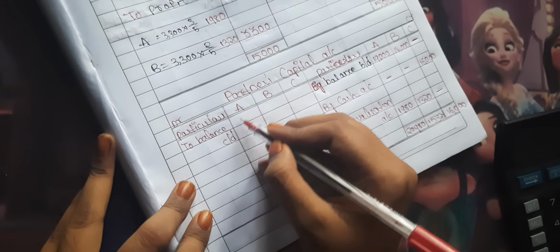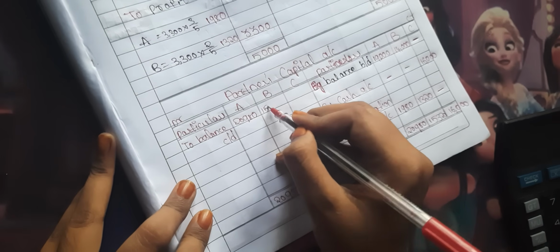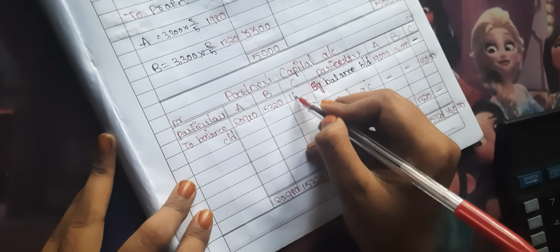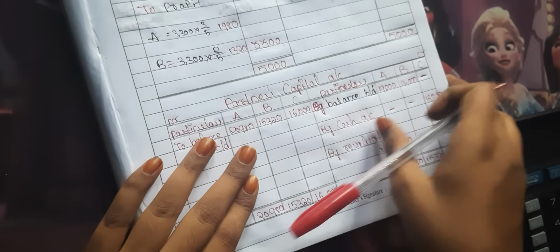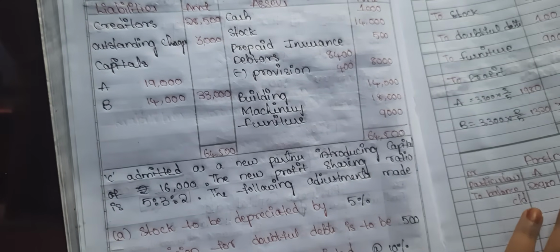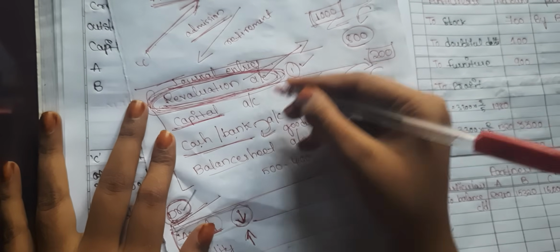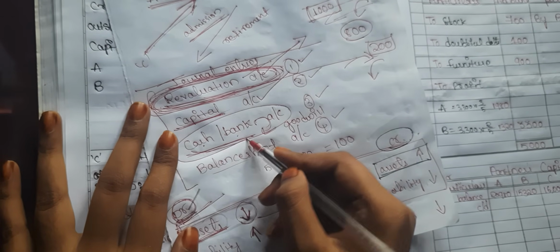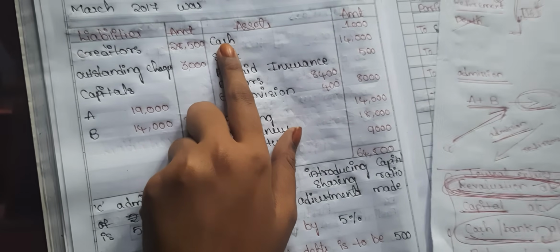carry down, how much is it? 2980, 15,320, 16,000. Okay, we are done with revaluation as well as the partners' capital account. I hope till now you understood whatever we have done. Revaluation completed, capital completed. Now we are going to do cash or bank. So what is there in the question? In the question it is cash. So definitely we will be making a cash account.